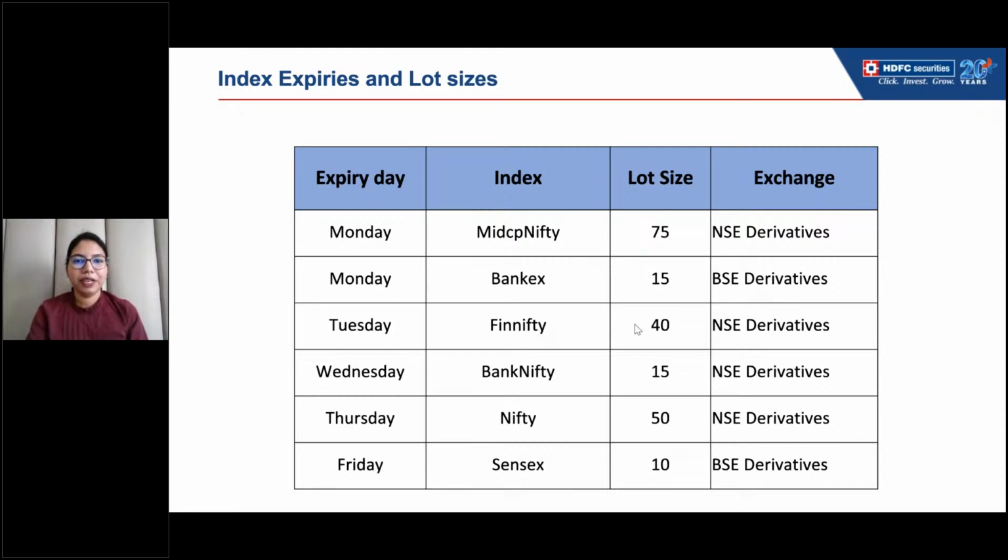On Tuesday, it's Fin Nifty. The lot size is 40. On Wednesday, it's Bank Nifty. Bank Nifty, as you all know, and Nifty are the most known indices. Bank Nifty now has a lot size of 50. Thursday, it's Nifty, and the lot size is 50. And on Friday, the Sensex has the expiry, and the lot size is 10. It comes from BSE derivatives. So this is the basic idea that I wanted to give about the expiries of the indices and the lot sizes. All right, so we will just go forward.